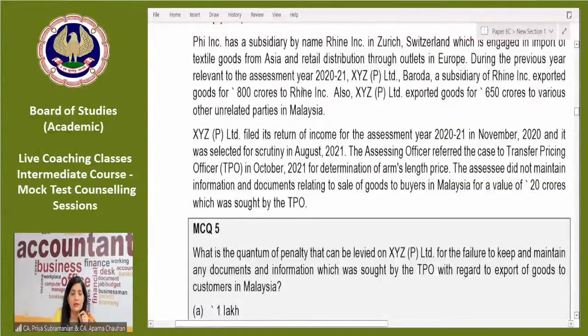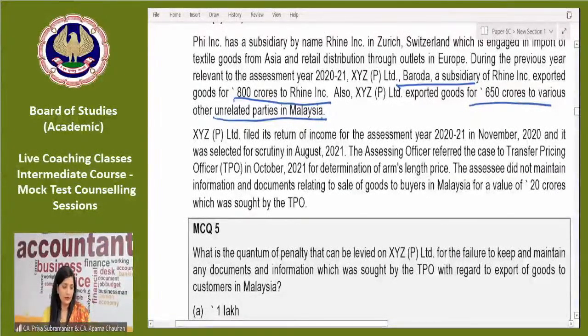Rhine is a subsidiary of Fee and XYZ Limited is a subsidiary of Rhine, right? And it exported goods worth 800 crore to Rhine. Subsidiary and parent company become associated enterprises for the purpose of transfer pricing provisions. Also, XYZ Limited exported goods worth 650 crores to various other unrelated parties in Malaysia.